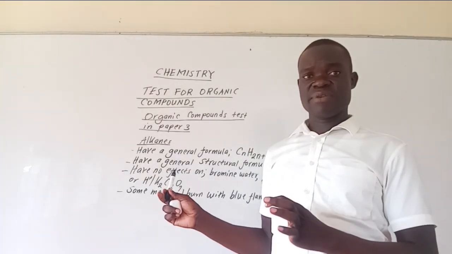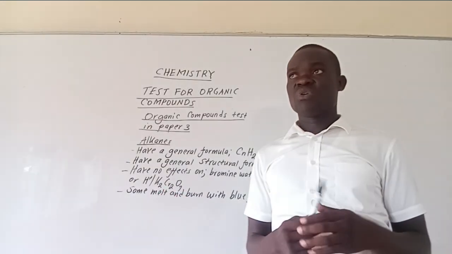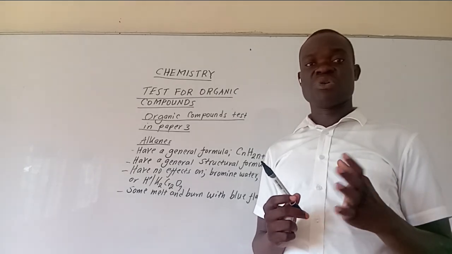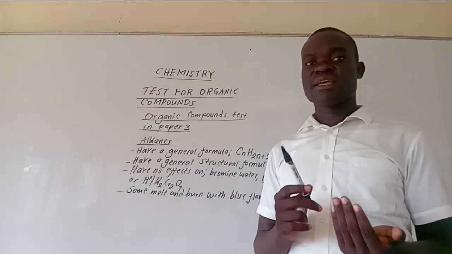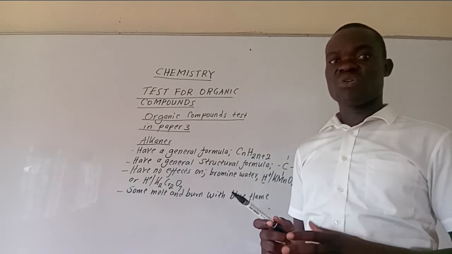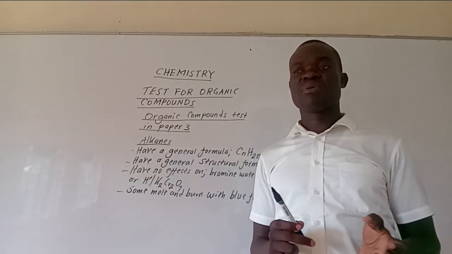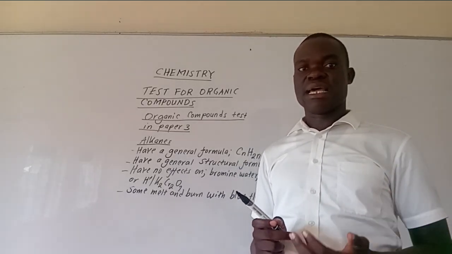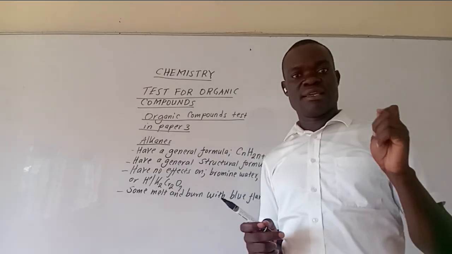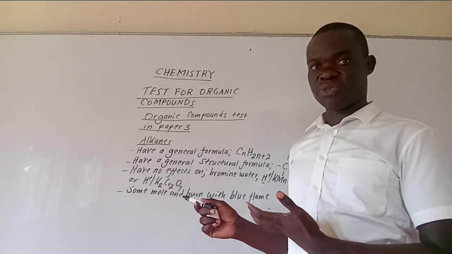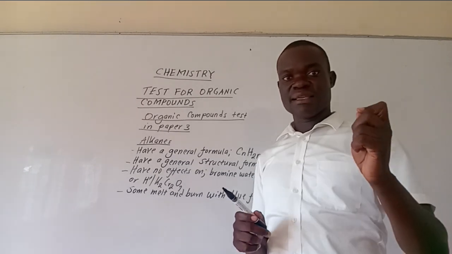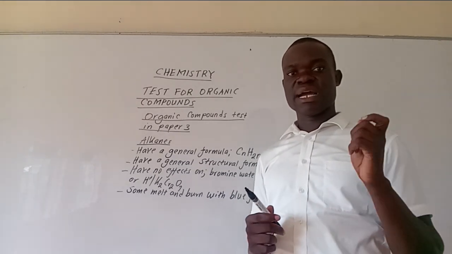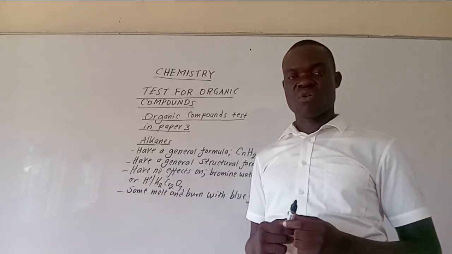But before we begin with alkanes, what you should know is that sometimes when you're given a solid, you may not know whether you are dealing with organic compound or inorganic compound. Inorganic compounds are the metals or non-metal ions, cations or anions. But the main thing, apart from the chemicals provided, burning that solid alone can make you know whether you are dealing with organic compounds or inorganic compounds.